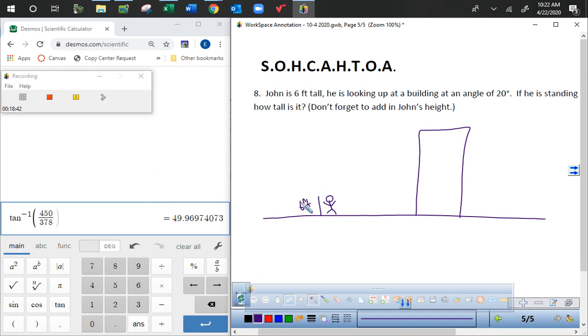It says he's looking up at a building, so he's looking at the top of the building. So what we need to do is connect where John looks from his eyes all the way to the top of the building, because it said look up. And it said the angle was 20 degrees.